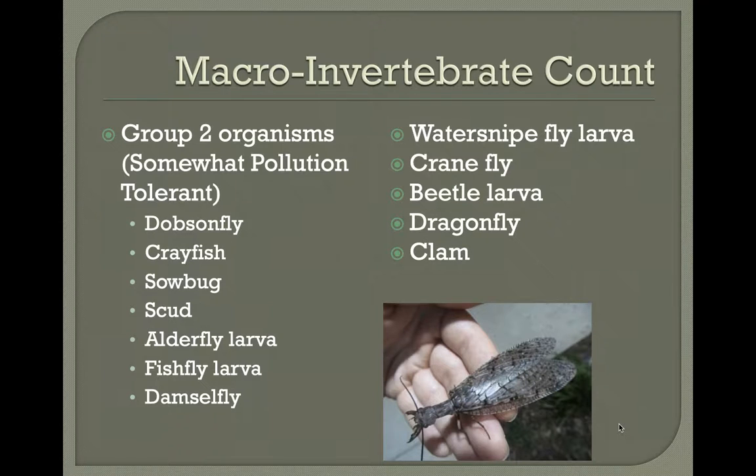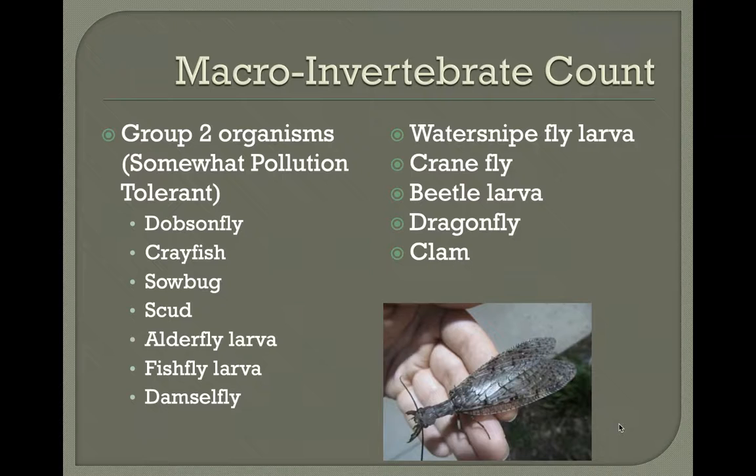Somewhat pollution tolerant. You can see you've got some different stuff here. This is actually a Dobson fly. I just did the picture for the first one that was on the list, but crayfish, fishfly larvae, damselflies, which a lot of times we think about as dragonflies, beetle larvae. Well, there is a dragonfly, and clams, and so all these are somewhat pollution tolerant. So they can take a little bit of diminished water quality.